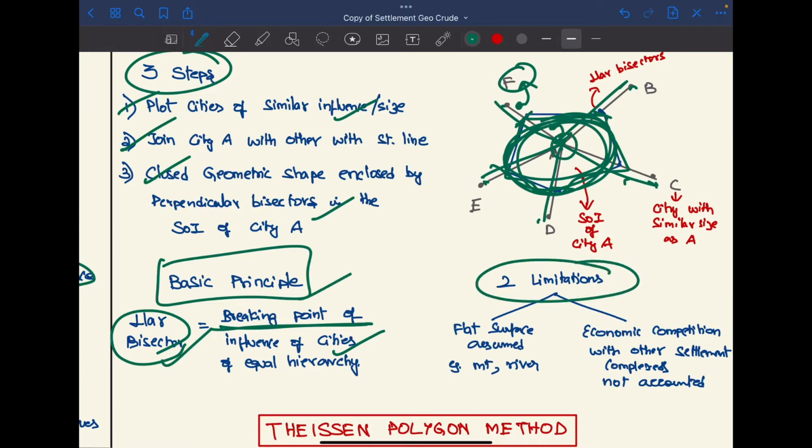And there are two limitations. First of all, a flat surface is assumed. For example, if there is a mountain here, a person living here won't go to B, rather he would go to A only. And second, the economic competition with other settlement complexes is not considered in this method, like if there is another settlement complex here.